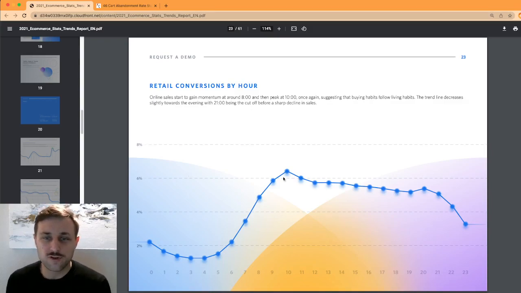So if you're converting 3 times as much during the day compared to the night, you should really consider maybe reducing advertising budgets after 9, 10 and starting them again between 7 and 8, or use bid adjustments or another method like this to take that into consideration.